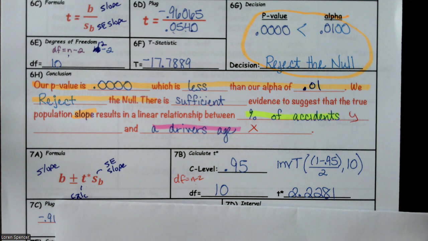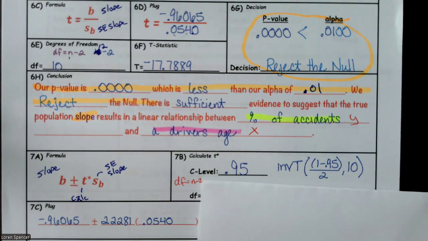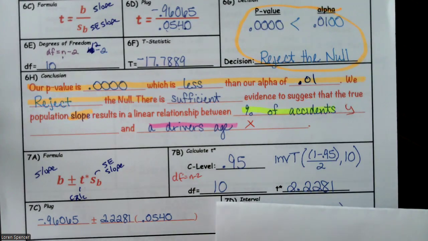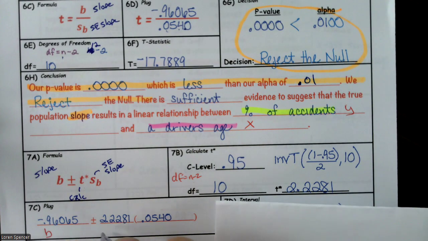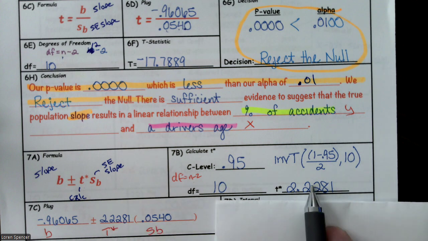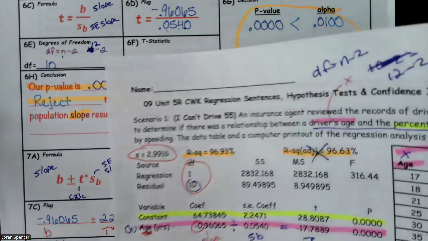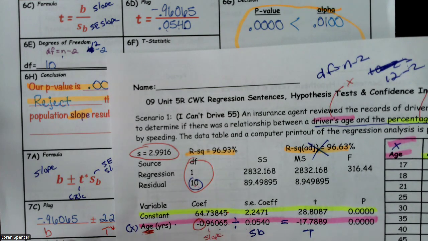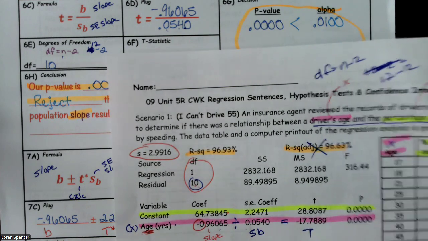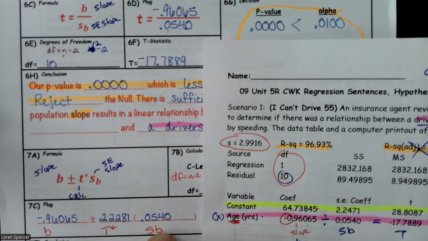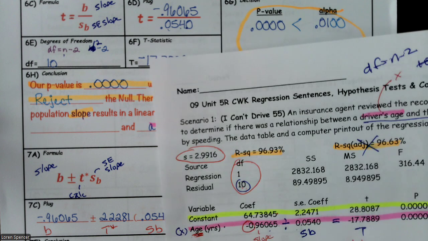Once we have our T star, we can go ahead and plug into the equation. This is my B, this is my T star, and this is my SB. So let's take a look. Oh, T star, well, that clearly matches. I look over here at my computer printout. There's my B, and my SB is 0.0540, and that's what I have. The next thing it's going to ask us to do is to actually calculate the interval.